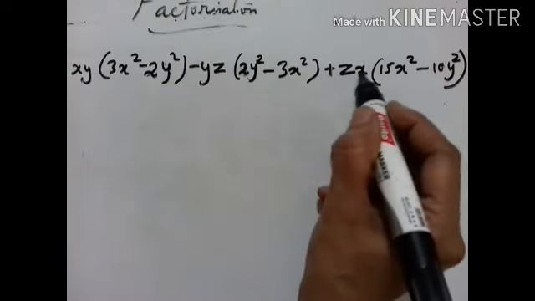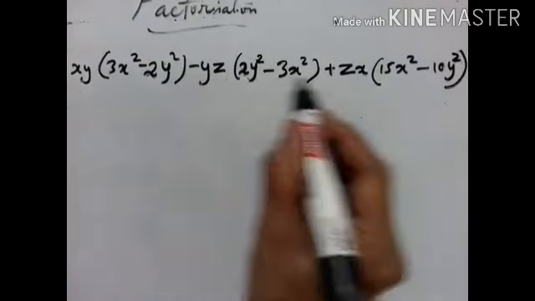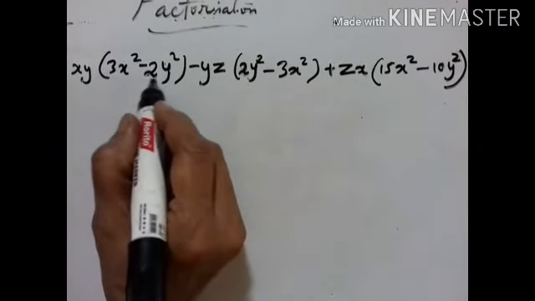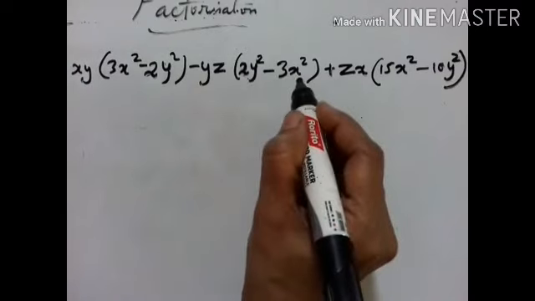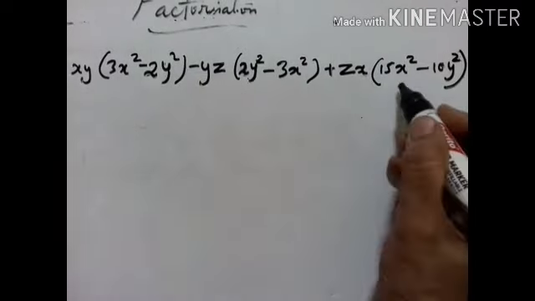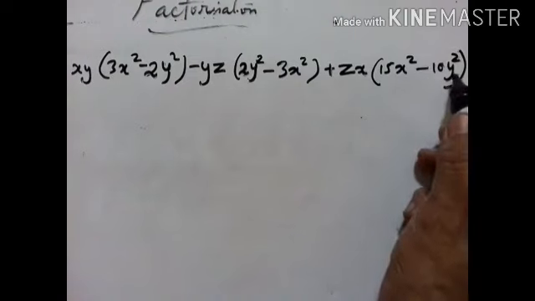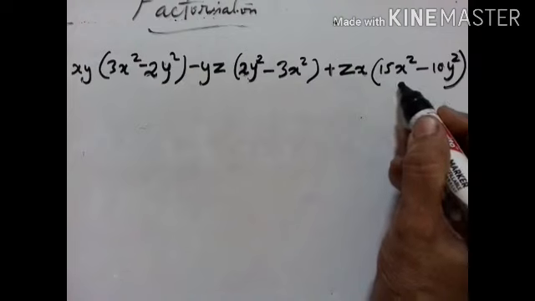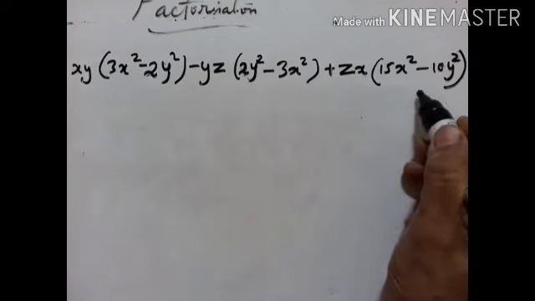xy, yz, zx. Nothing is common here among these three. Inside the bracket it is 3x squared minus 2y squared. Here minus 3x squared plus 2y squared. So we have to change the sign here. Here it is 15x squared minus 10y squared. You can make out that 5 is common here. If you take 5 outside, you will get 3x squared minus 2y squared.